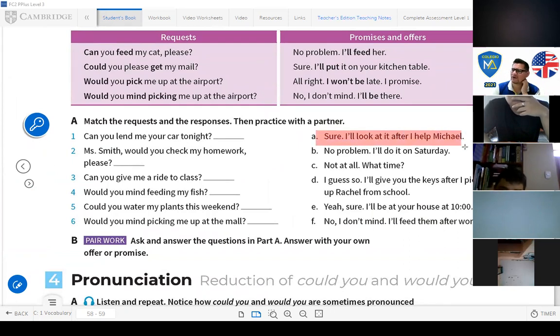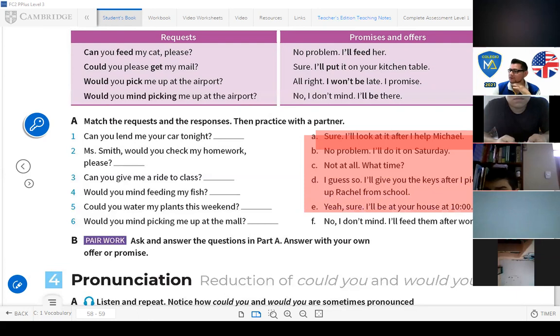Sure, I'll look at it after I help Michael. No problem. I'll do it on Sunday. Not at all. What time? No, I guess so. I'll give the keys after I pick up Rachel from school. Sure, I'll be at your house at 10. No, I don't mind. I'll feed them after work.